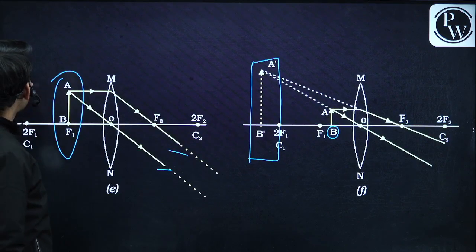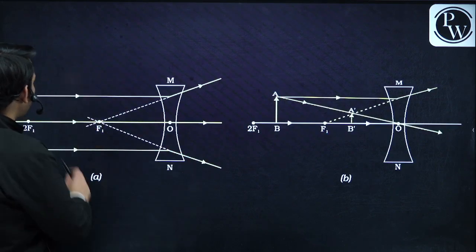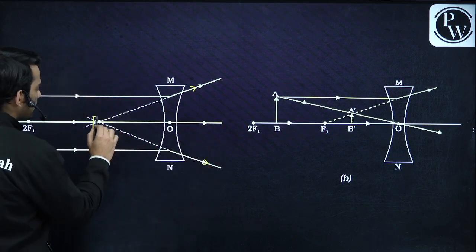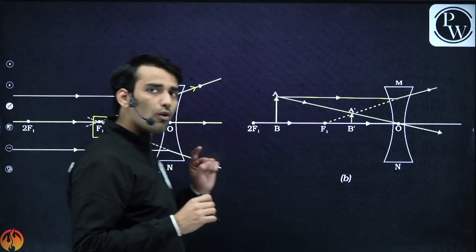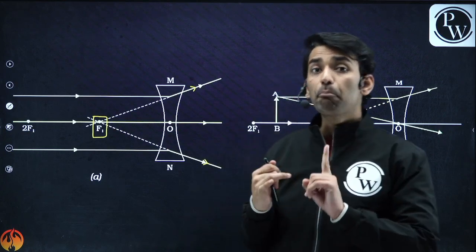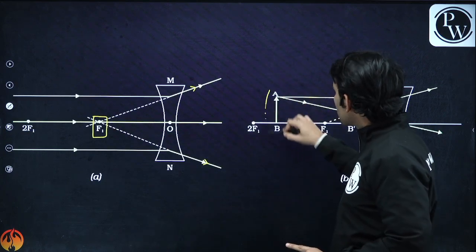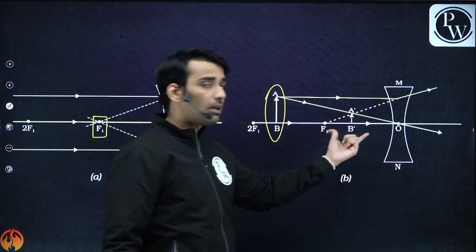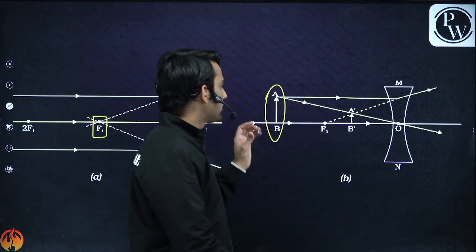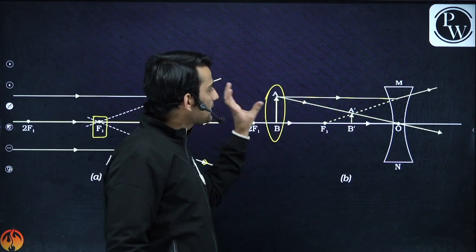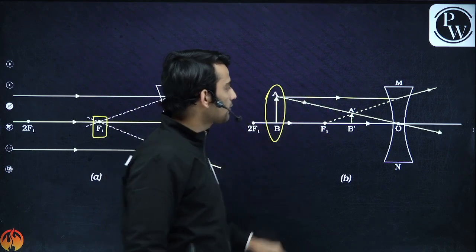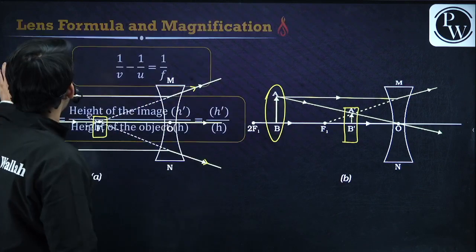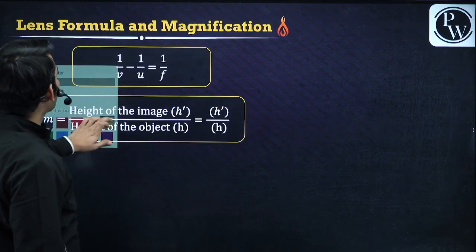For a concave lens, we have two cases. First is object at infinity. So it acts as a diverging lens and the image is formed at the focus, virtual, erect and point size image. Here, bring the object more closer to the lens. So the image will be between F1 and O, and the image will be virtual, erect and diminished. Concave lens.